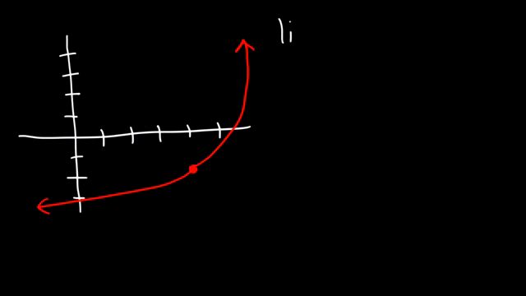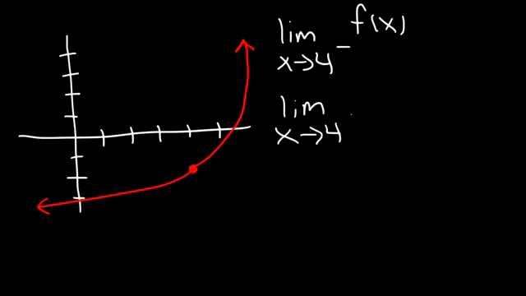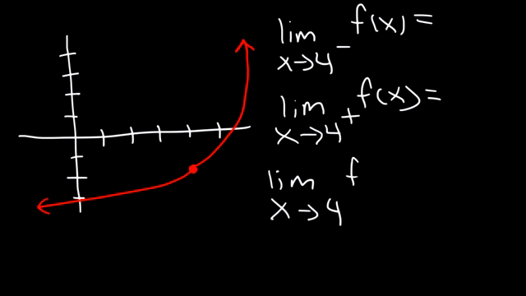What is the limit as x approaches 4 from the left side? And also find the limit as x approaches 4 from the right side. And as x approaches 4 from either side. And also find the value of f of 4.